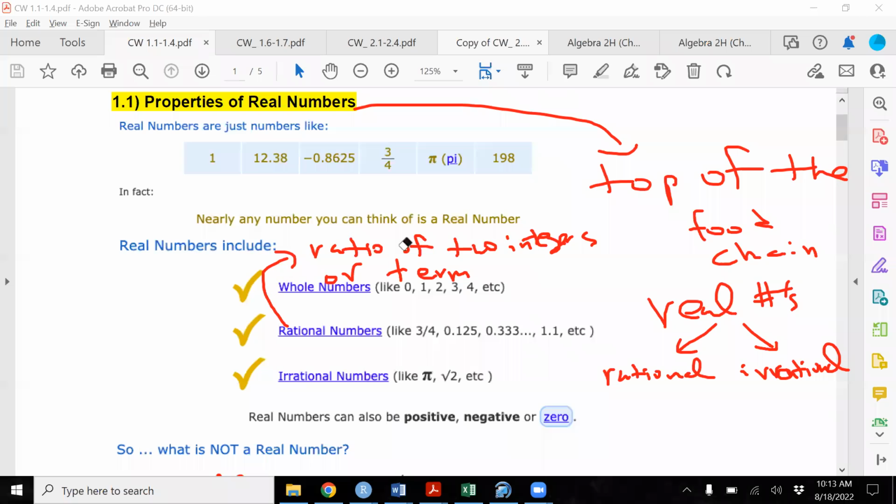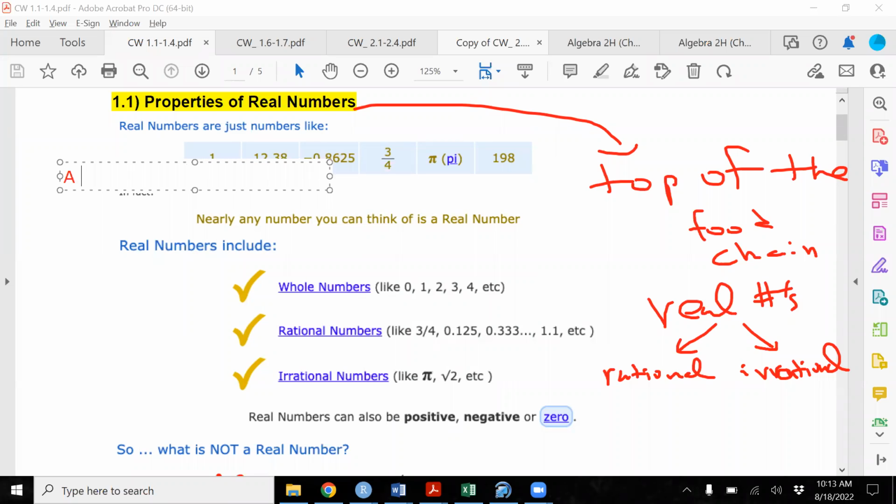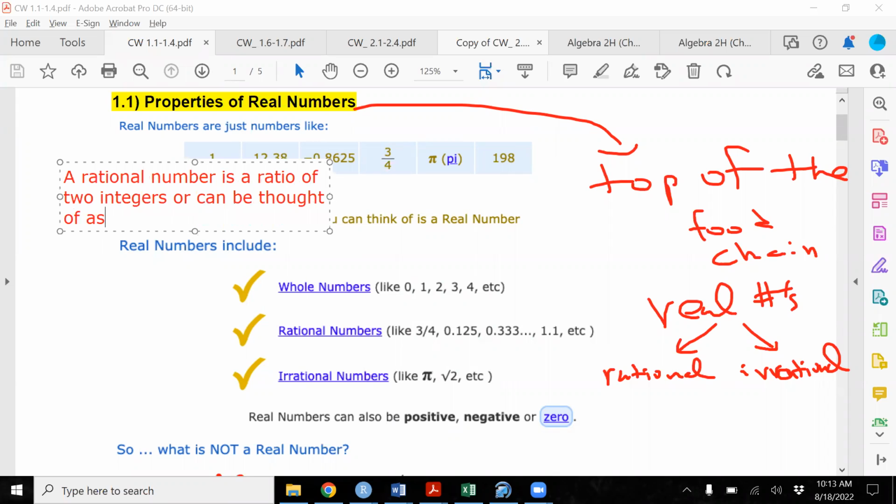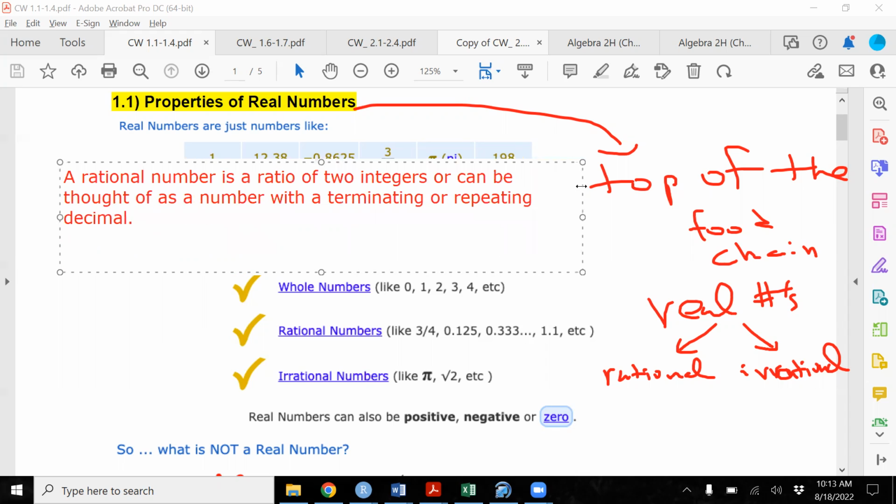You know, let me write this as a text box. That'll be better. So there's a text box right here. A rational number is a ratio of two integers, or can be thought of as a number with a terminating or repeating decimal. And let me resize that just a little bit. So hope you guys can see that. So again, a rational number is a ratio of two integers, or can be thought of as a number with a terminating or repeating decimal. So 0.3 repeating, that's a rational number, because that equals 1/3.